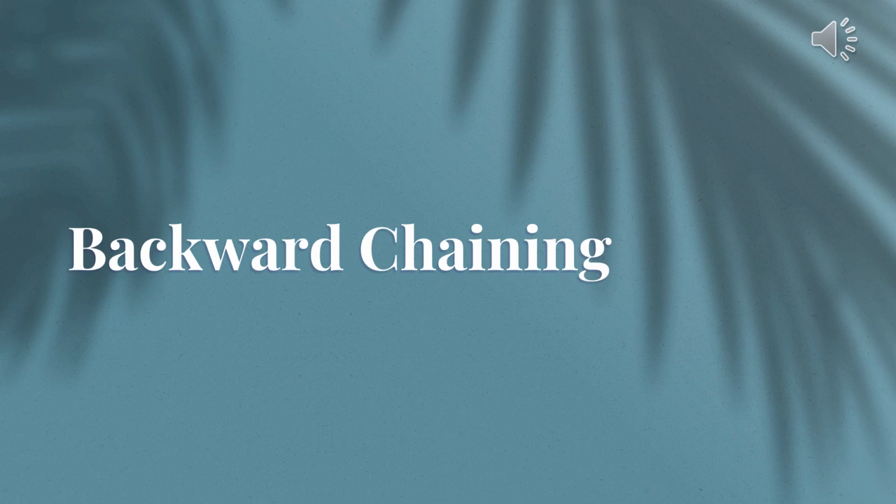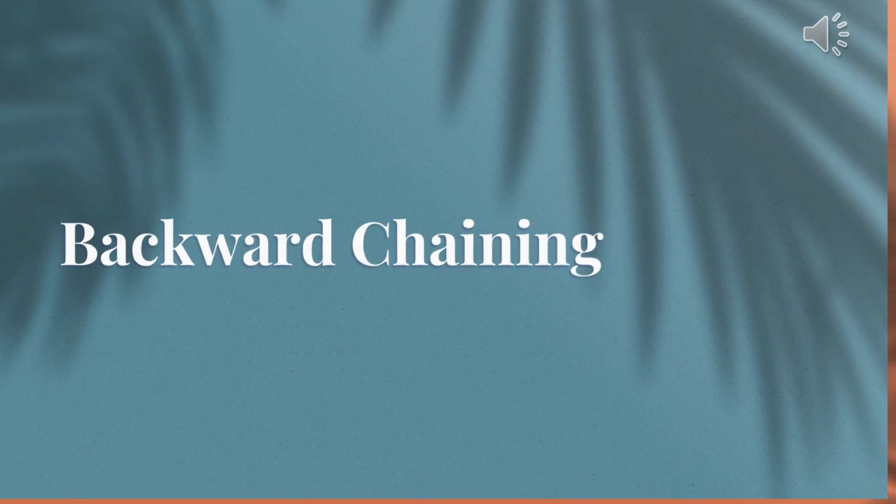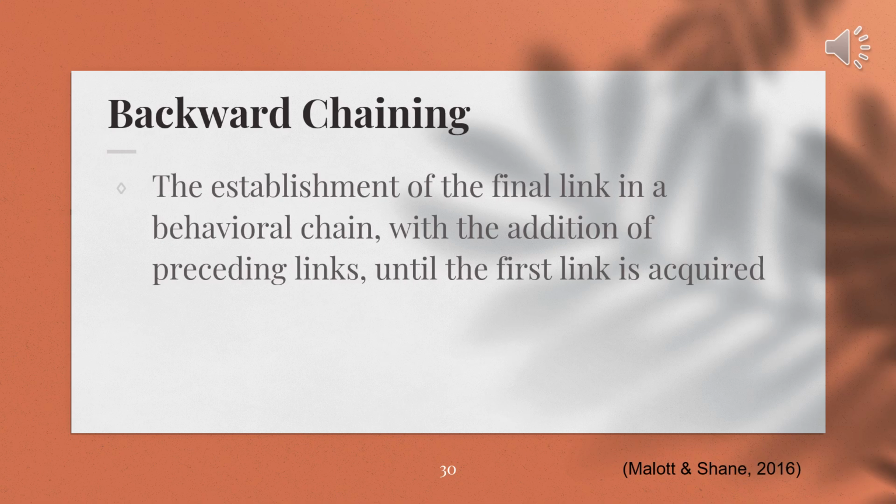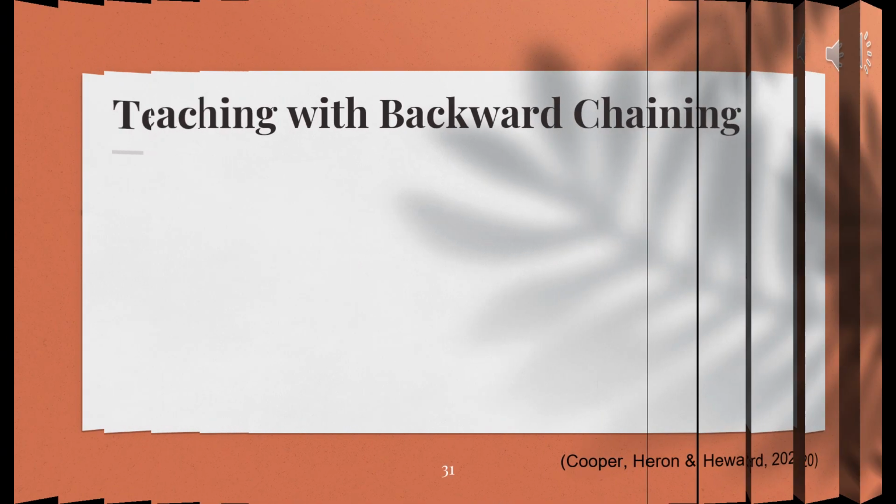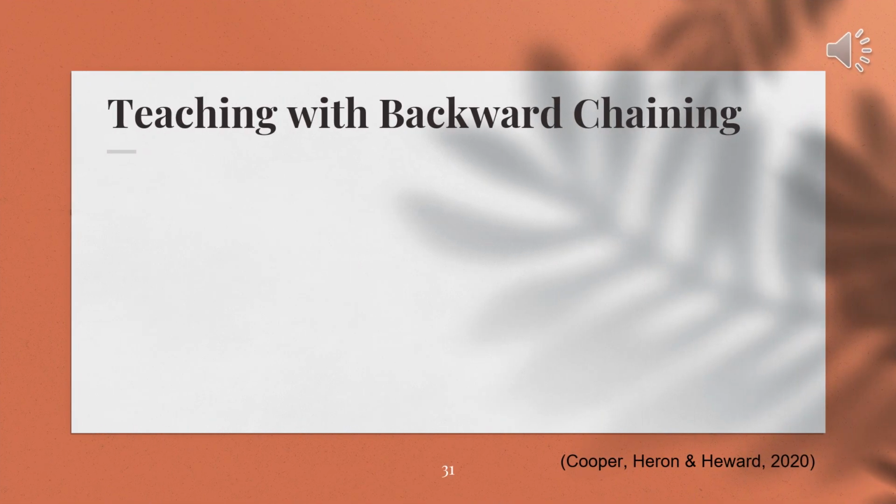The next method we will cover is backward chaining. Backward chaining is defined by Malott and Shane as the establishment of the final link in a behavioral chain with the addition of the preceding links until the first link is acquired. Now let's look at how you teach with backward chaining.